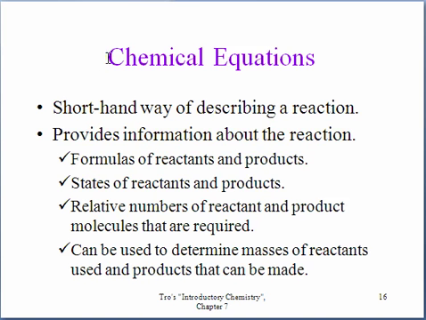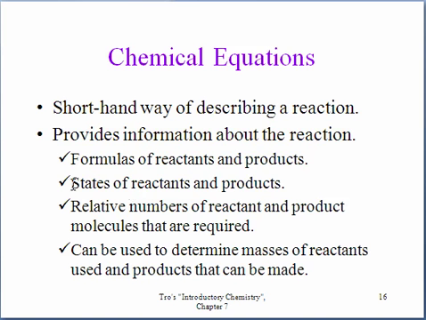Now we're going to look at chemical equations. And chemical equations are a critical part of the language in chemistry. These are written shorthand ways of describing reactions, and they give critical information about the reactions. They tell us the formula of the reactants. These are the chemicals that actually react together, as well as the formulas of the products. These are the chemicals that are produced, the new chemicals that are produced in a chemical reaction.